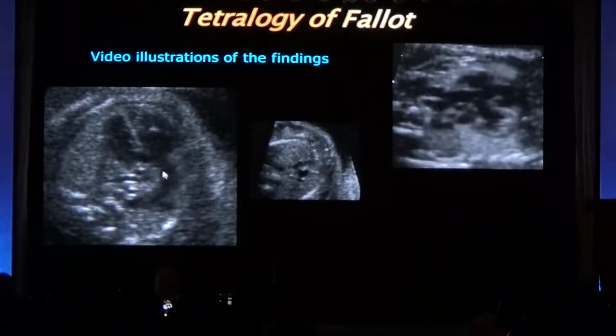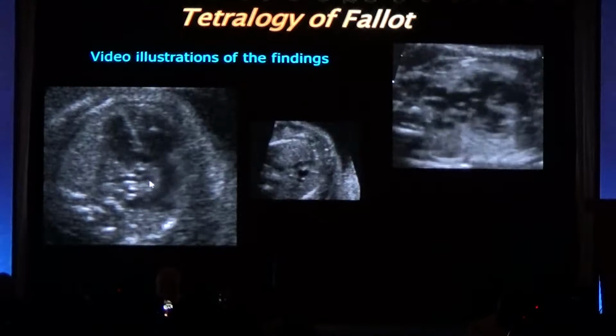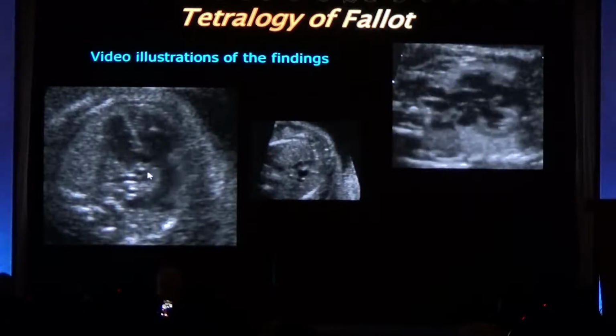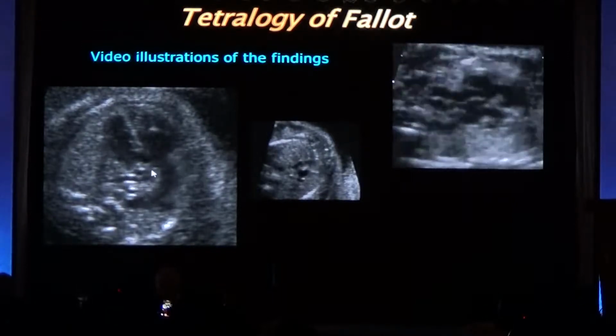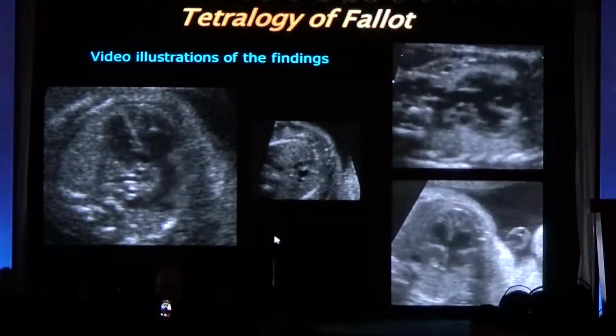Okay? When you see that, the next thing you want to look at is, do we see the pulmonary? And yes, maybe you don't see the pulmonary. If you have a doubt, you do Doppler, because if you don't see the pulmonary, it has changed name. It becomes pulmonary atresia with ventricular septal defect.